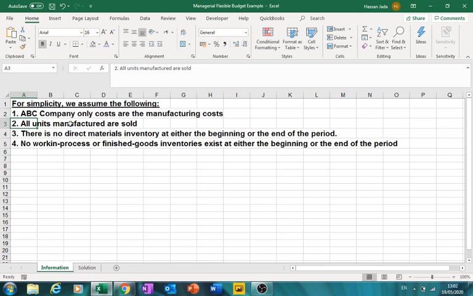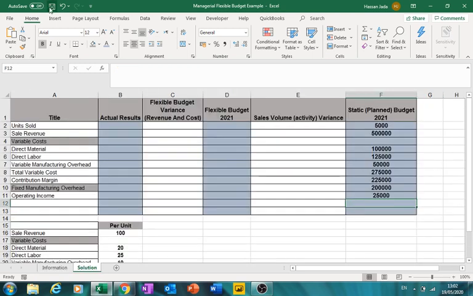Then all units manufactured are sold, for simplicity. There is no beginning or ending inventory. There is no direct materials inventory at either the beginning or the end of the period. No work in process or finished goods inventory exists at either the beginning or the end of the period.